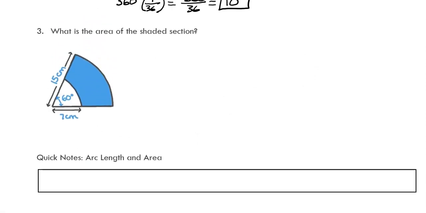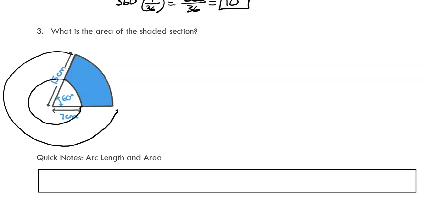Now let's take a look at the area of the shaded section. That's the blue section. We have to imagine that there are 2 circles here. Sorry for my circles. So there's the large circle and there's the small circle. All right, let's find the area of the large circle. We know area of a circle is pi r squared, and the radius is 15, which would be 225 pi. Then the area of the small circle, which is the white one, is going to be pi times its radius squared, 49 pi.